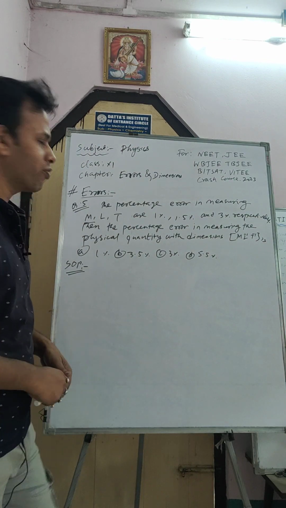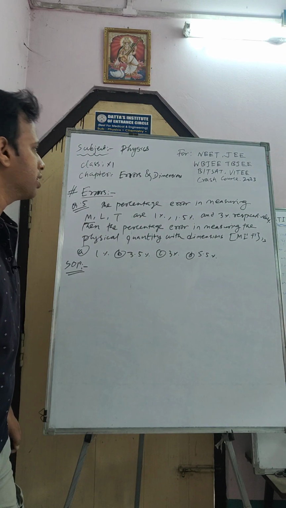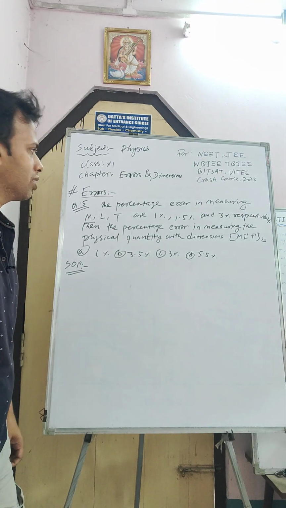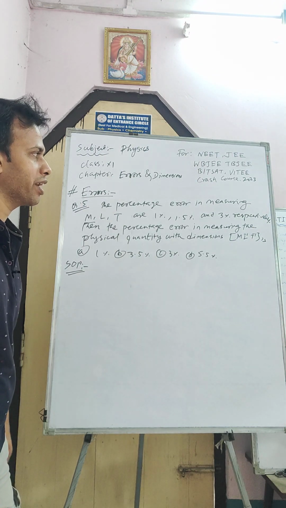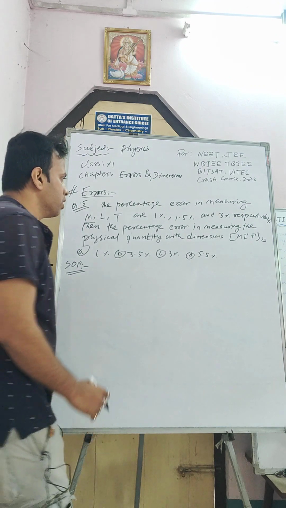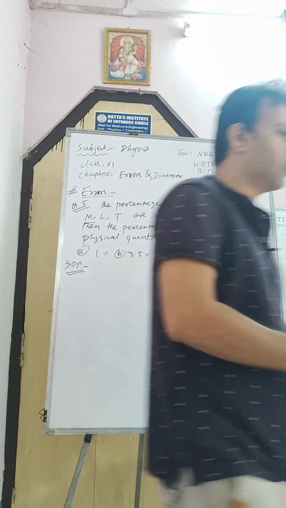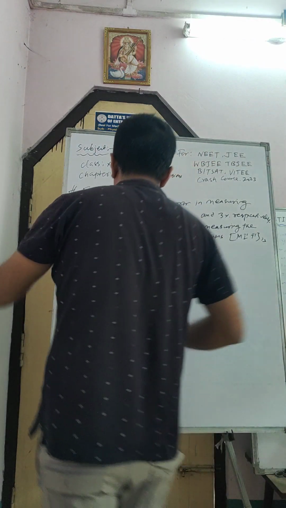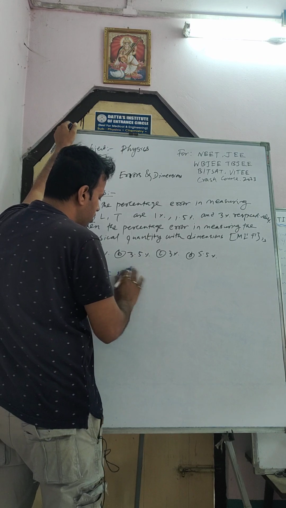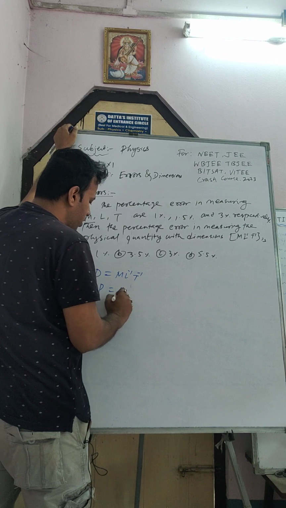Next question. The fifth question is like that. The percentage errors in the measurement of M, L, T are 1%, 1.5% and 3% respectively. Then we have to find the percentage error in the measurement of a physical quantity with dimension M, L minus 1, T minus 1. First, let me consider the physical quantity P equal to M, L minus 1, T minus 1.